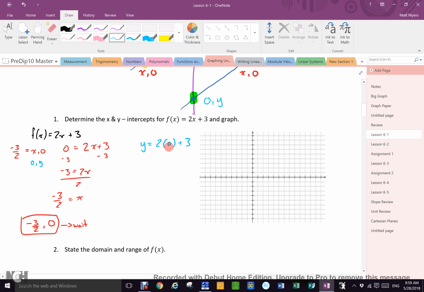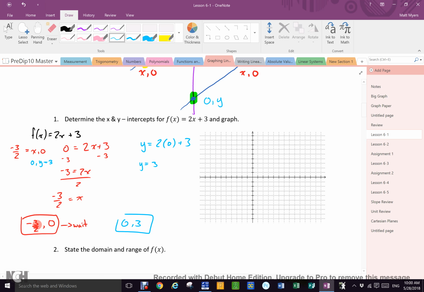What's 2 times 0? Y equals 3. If y equals 3, what does that y equal? 3. So what is the y-intercept? 0, 3. Now I can go over to my graph. 0, 3, no problem. I can put that on the graph, easy peasy lemon squeezy. But this one is negative 1.5. That makes it a pain.